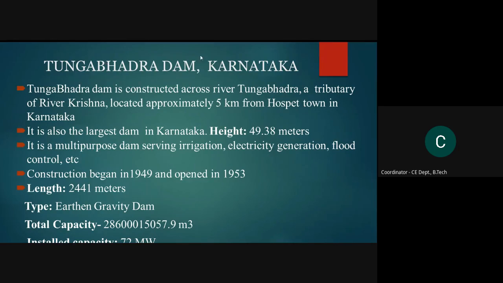barricaded by this dam, which is located approximately 5 kilometers from Hospet town in Karnataka. It is also the largest dam in Karnataka, having height 49.38 meters. It is a multi-purpose dam serving irrigation, electricity generation, flood control. The construction began in 1949 and opened in 1953.